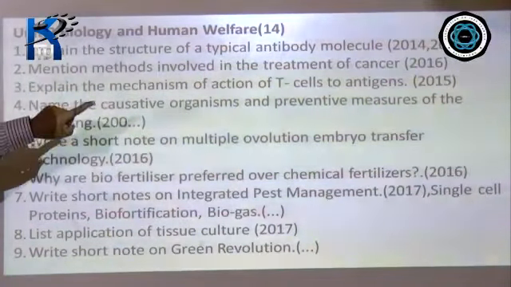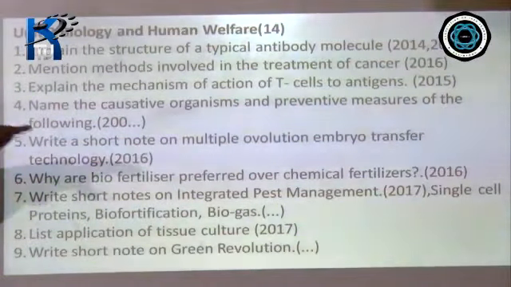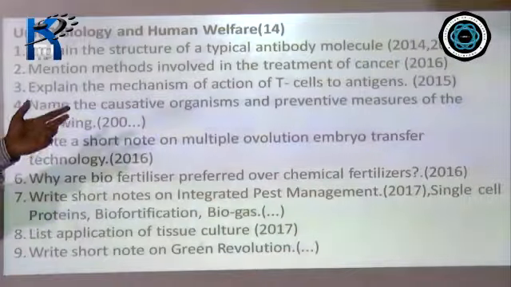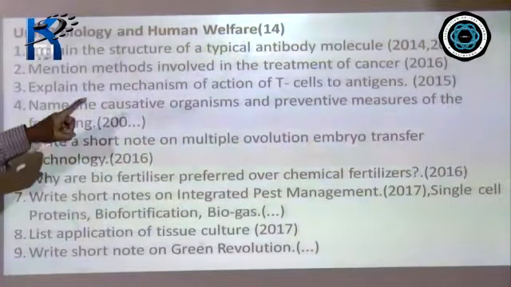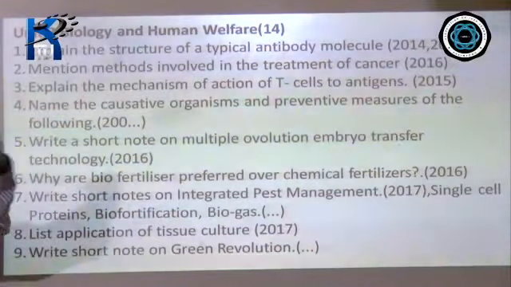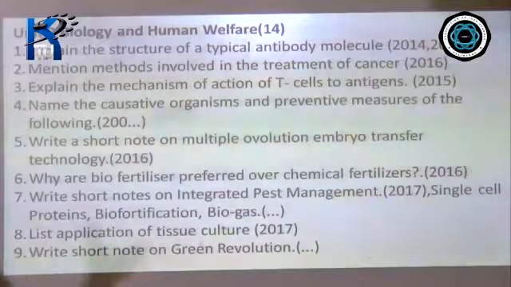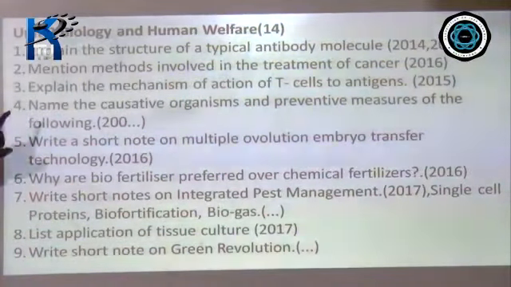Mention methods involved in the treatment of cancer. This also has come several times, the various procedures for the treatment of cancer, radiotherapy, chemotherapy, all that part is there. Then you have to explain the mechanism of action of T cells on antigens. Any antigens, what is the role of T cells, what do the T cells do, that mechanism you have to write.